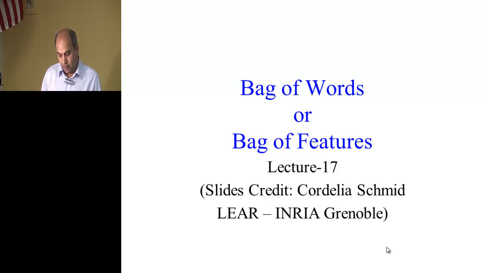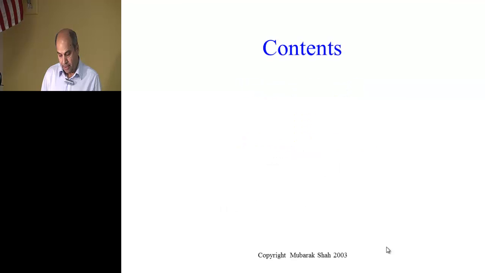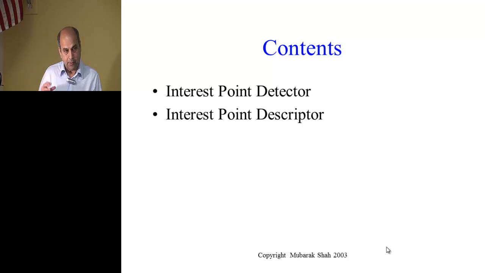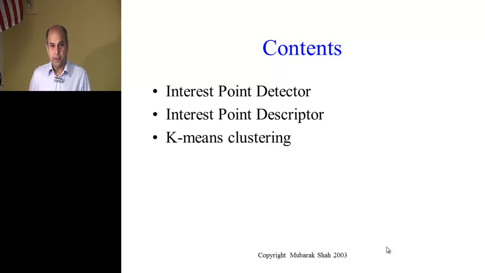her credit. So the contents are that we will go through interest point detectors, like SIFT or Harris, which you have implemented, and then around the interest point, descriptors like HOG or the SIFT descriptor. Then we are going to talk about a new concept called K-means clustering. So we'll take a bunch of points and cluster them automatically. We already talked about clustering using mean shift.